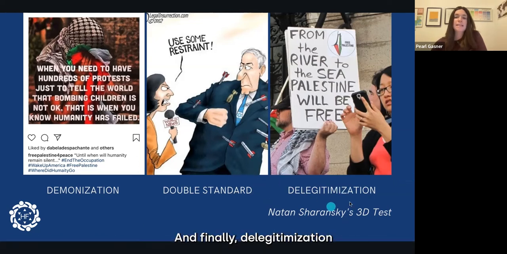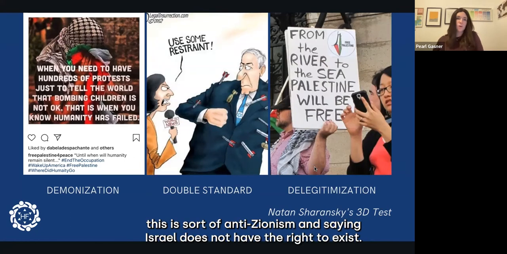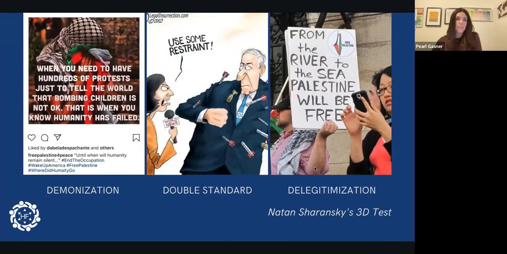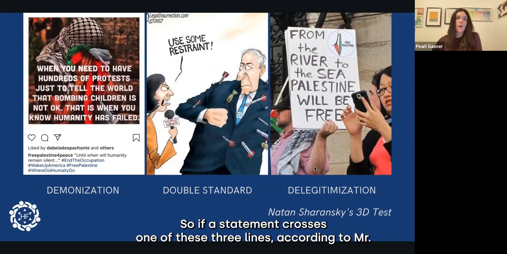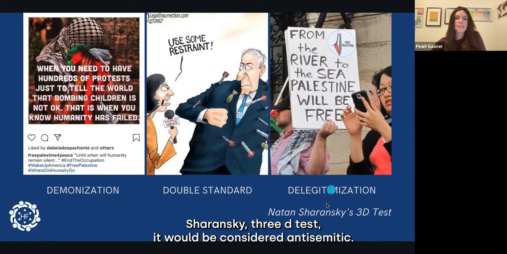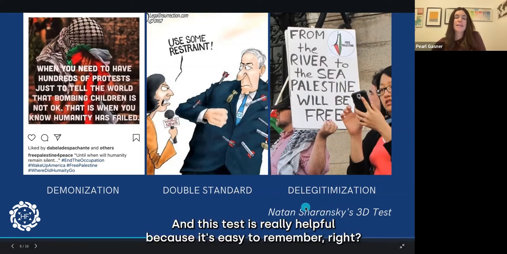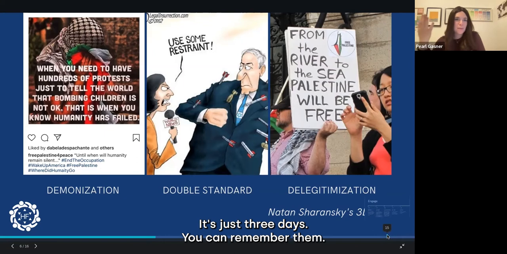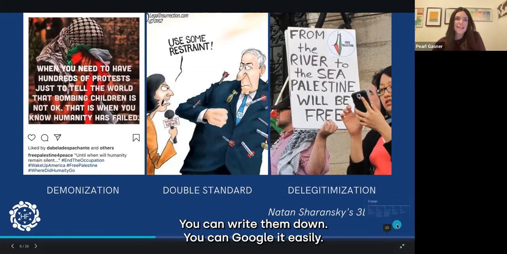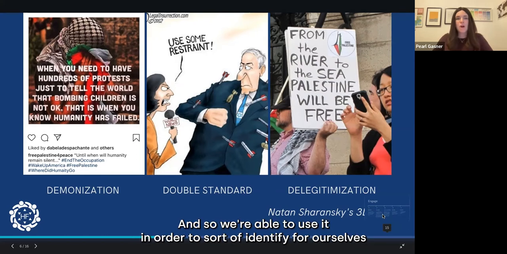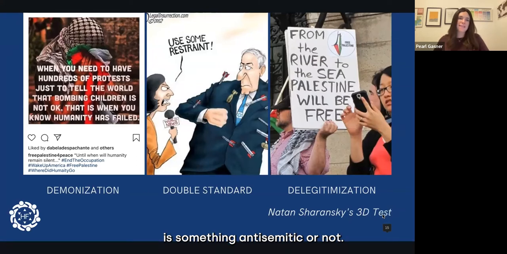And finally, delegitimization. Delegitimization is basically anti-Zionism. It's saying Israel does not have the right to exist. So if a statement crosses one of these three lines, according to Natan Sharansky's 3D test, it would be considered anti-Semitic. And this test is really helpful because it's easy to remember, right? It's just 3Ds. You can remember them, you can write them down, you can Google it easily. And so we're able to use it to identify for ourselves whether something is anti-Semitic or not.